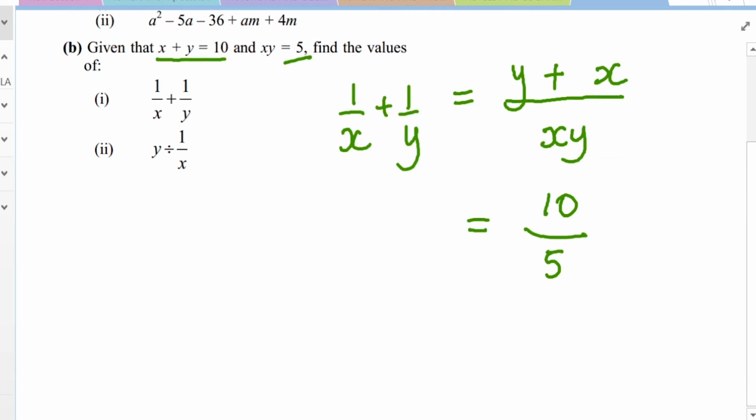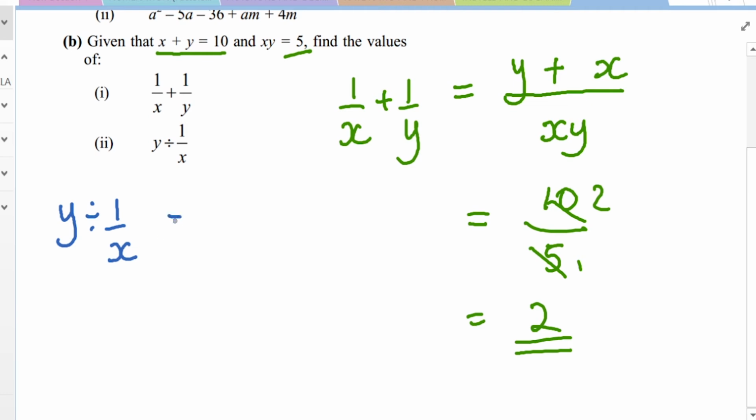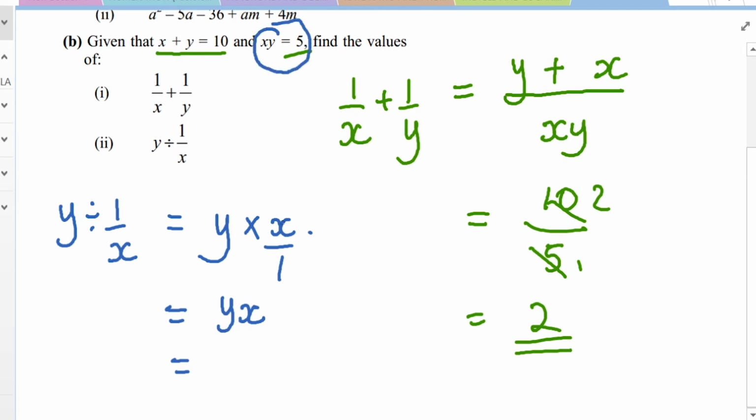So what do we have here as our answer? The answer we have here is going to be 5 once, 5 twice, so our answer is 2. Then let's look at Roman 2. Roman 2 here says y divided by 1 over x. This is equal to y. Find the reciprocal of this, so it's going to be times x over 1. That is going to be equal to yx, and this is going to be yx, so this is 5.